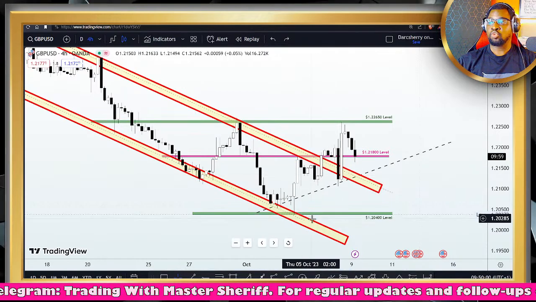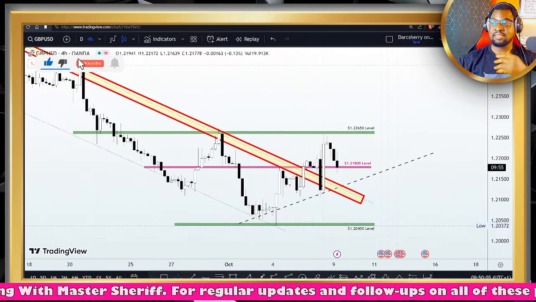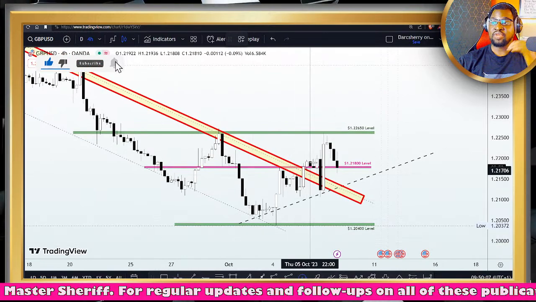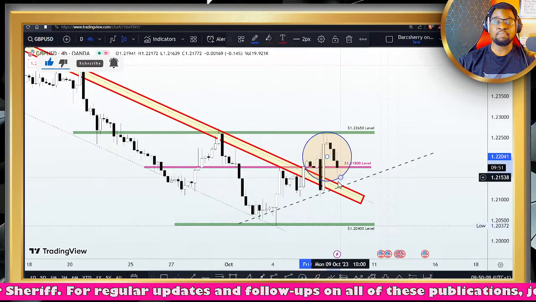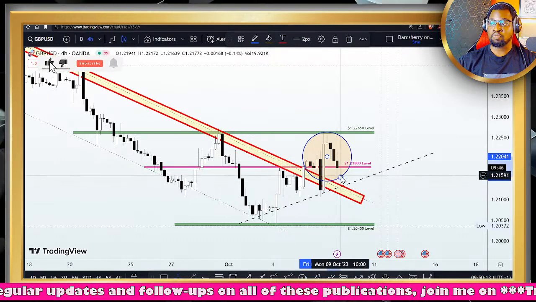Now, what I'm going to be doing now is to scale down into the lower time frame so we can see how participants in this market have been reacting to this current structure since the beginning of this week to decide what our next line of action will be.